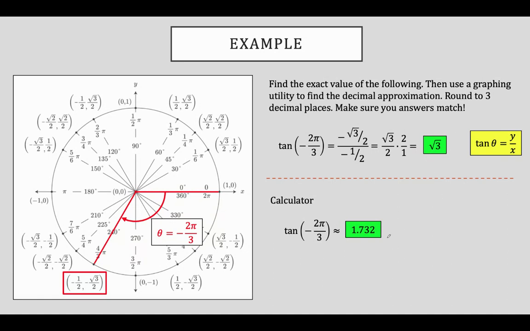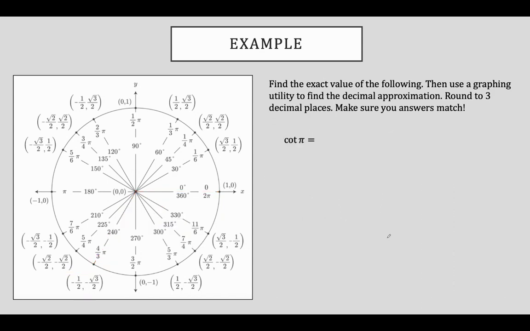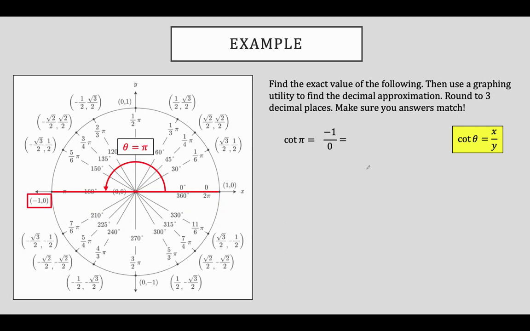You should get the exact same value. The cotangent of pi. Well, let's find the angle pi. Here's our angle pi, and our definition for evaluating cotangent is take the x-coordinate and divide by the y-coordinate. In this case, x divided by y gives us negative 1 divided by 0. And negative 1 divided by 0, that's undefined.